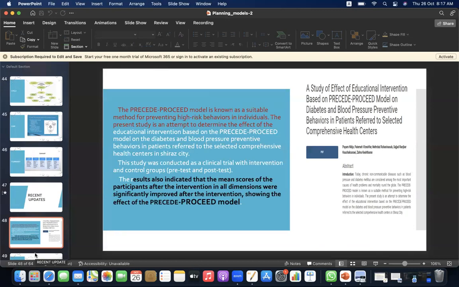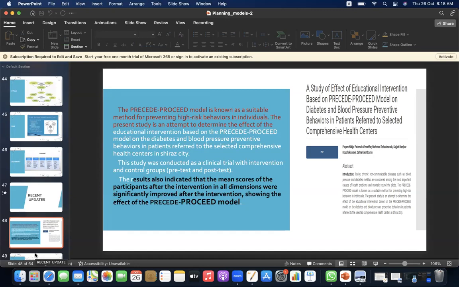The PROCEED model is known as a suitable method for preventing high-risk behaviors in individuals. The present study is an attempt to determine the effect of educational intervention based on the PROCEED model on diabetes and blood pressure preventive behaviors in patients referred to the selected comprehensive healthcare centers in Shiraz city. This study was conducted as a clinical trial with intervention and control group, pre-test and post-test.